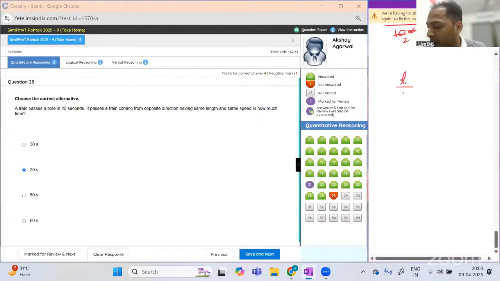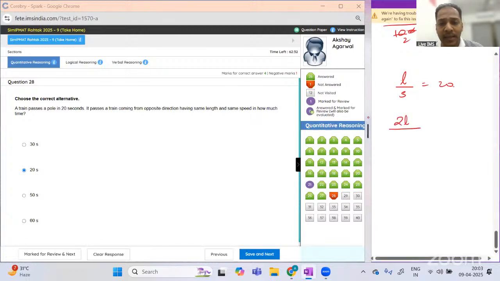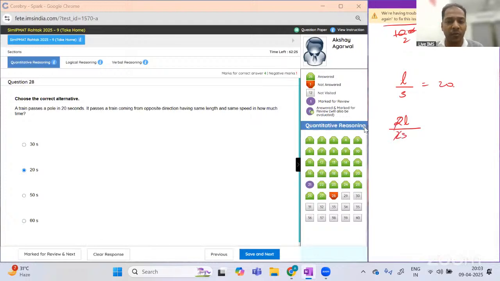Train passes a pole in 20 seconds. So length of the train upon speed of the train is 20. It passes a train coming from the opposite direction. So the length would be L plus L, that is 2L, and the speed, since they're running in opposite directions, would be S plus S, 2S. Yes, the time taken would be L upon S, that's again 20.